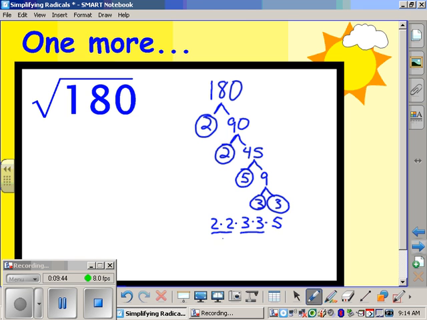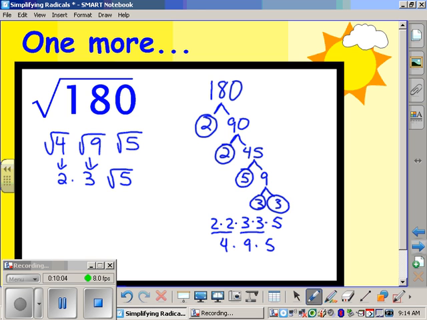Now, multiply any pairs together, and anything that's not part of a pair, you just drop down. So we have 4, 9, and 5. Basically, this gives us 2 for the square root of 4, 3 for the square root of 9, but because we cannot take the square root of 5, we'll leave that under the radical. This time we have two numbers outside the radical, so we simply multiply them together. So 6 radical 5 is the simplified version of radical 180. And that completes the lesson on simplifying radicals.